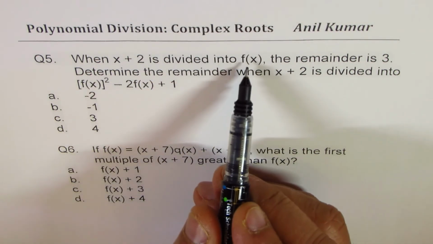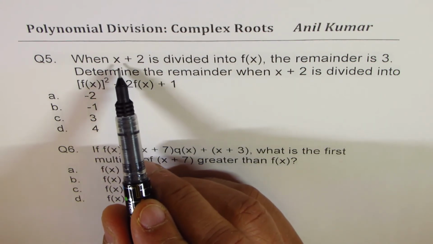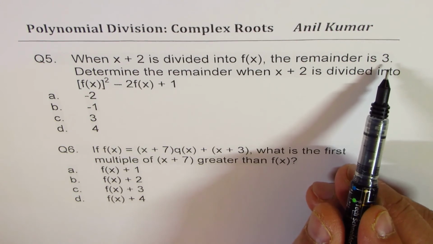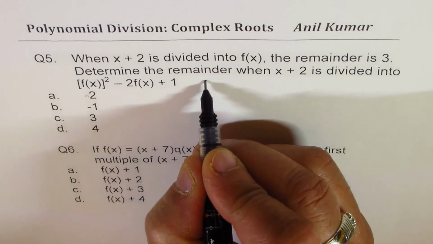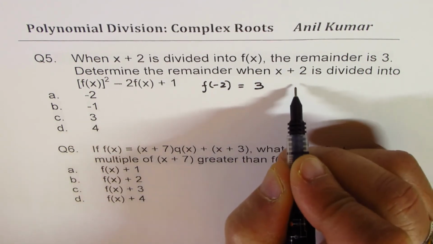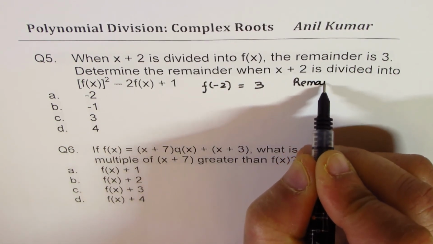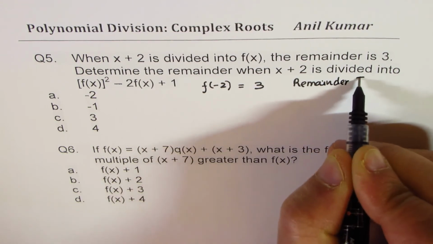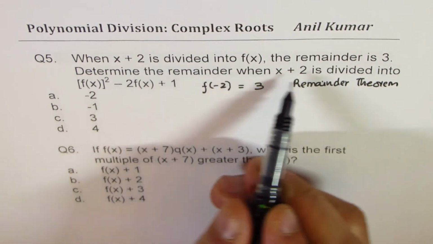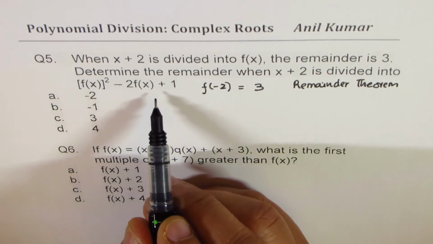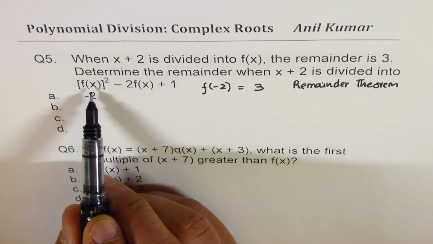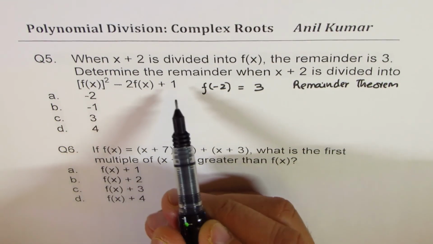When we divide a function by a linear factor like x plus 2 and we get a remainder, it really means that f of minus 2 should be equal to 3, right? That is from the remainder theorem, right? Now we have to divide this modified function. What should be the remainder? That's the question. So basically substitute minus 2 and then figure it out.